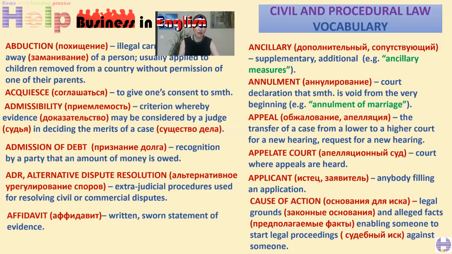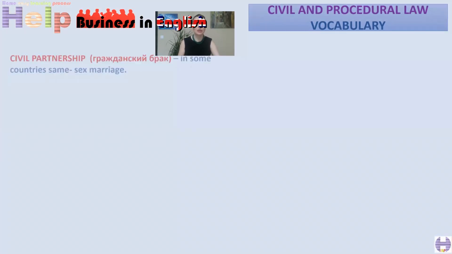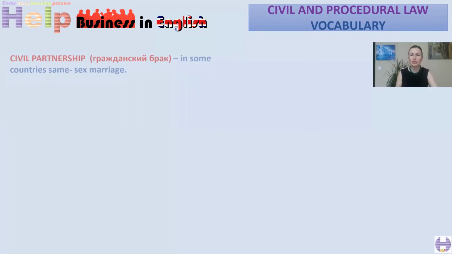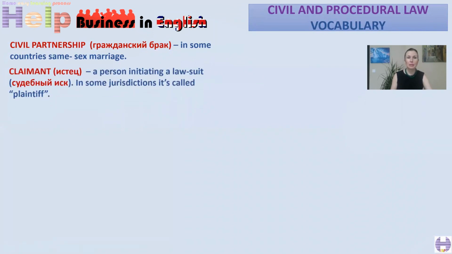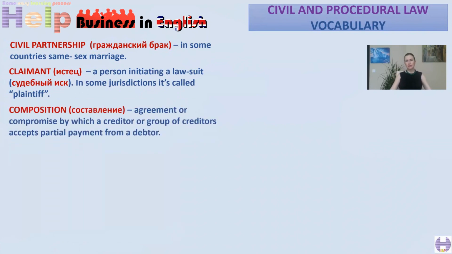And again, you can see that other terms are given with their translation in brackets. Let's have a look further. And what we have here, civil partnership, гражданский брак. Civil partnership, in some countries, same-sex marriage. Claimant, истец, a person initiating a lawsuit. Судебный иск, in some jurisdictions, it's called plaintiff. Composition, составление, agreement or compromise by which a creditor or group of creditors accepts partial payment from a debtor.